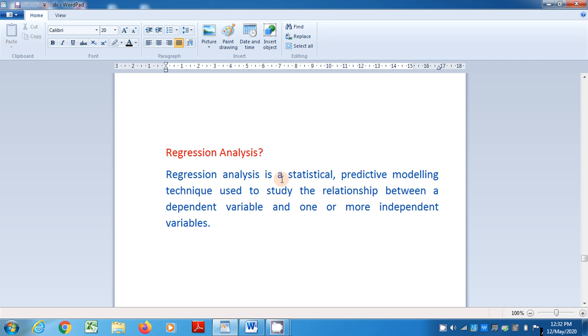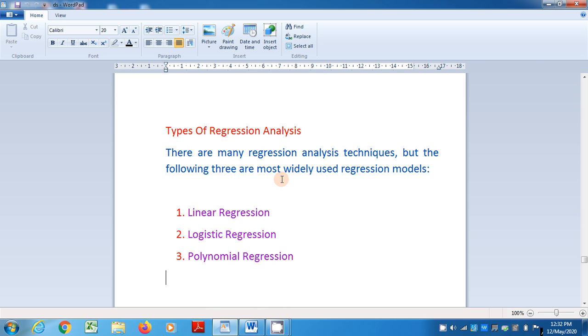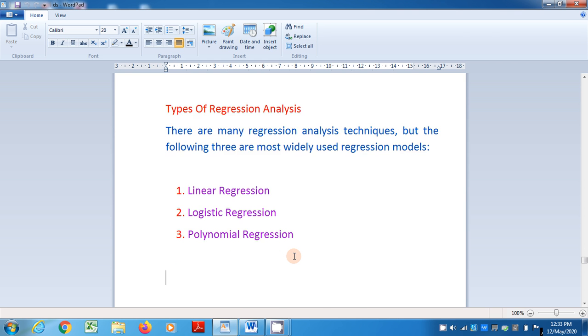Types of regressions. There are many regression analysis techniques, but the following three are most widely used regression models: linear, logistic, polynomial. Linear regression and polynomial regression deal with continuous variables, and logistic regression deals with the categorical variable. In our lecture video, we are focusing on linear regression.